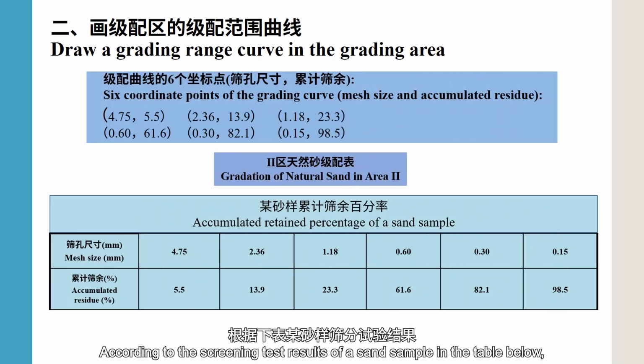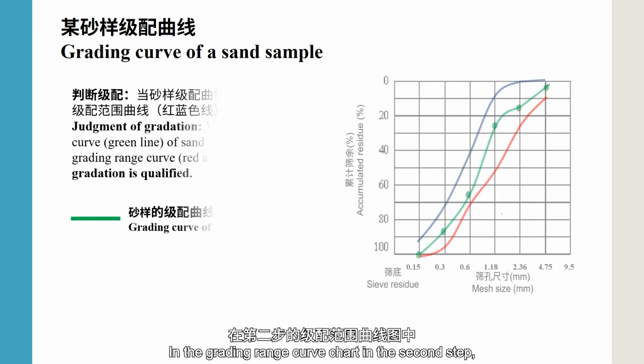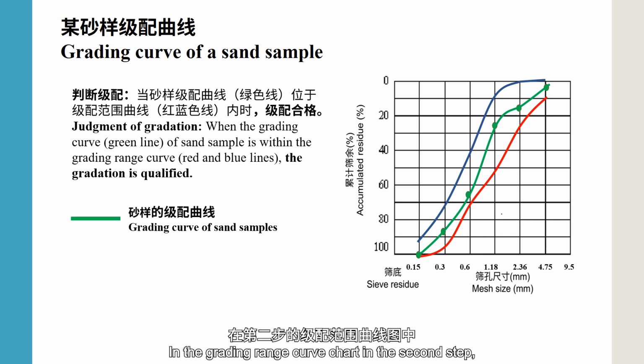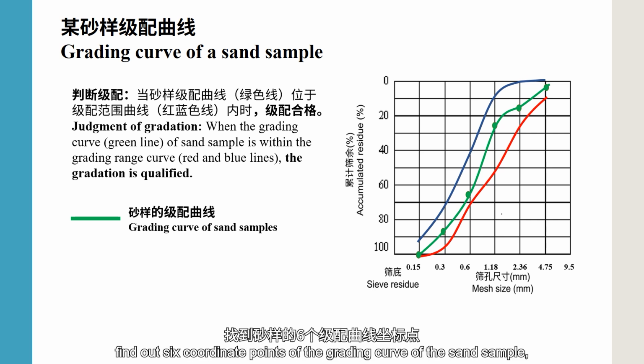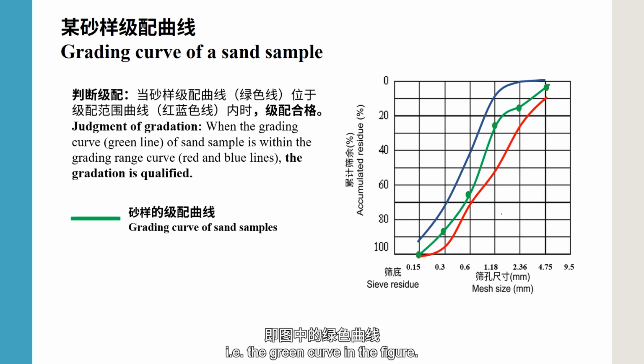According to the screening test results of a sand sample in the table below, 6 coordinate points of the grading curve can be listed as follows. In the grading range curve chart in the second step, find out 6 coordinate points of the grading curve of the sand sample and connect them one by one to obtain the sieve grading curve in Figure 2. That is the green curve in the figure. According to Figure 2, the gradation can be visually judged.